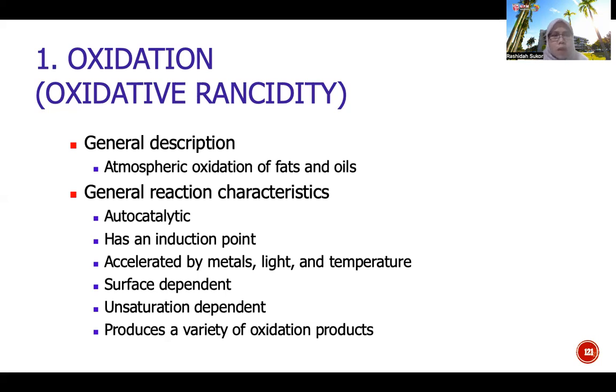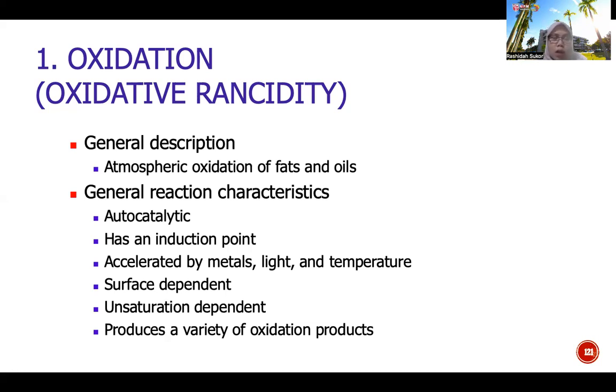So one of the main characteristics of this oxidation is that it is autocatalytic. Autocatalytic means it happens automatically. You don't have to induce any temperature, any time, any other parameters. It will happen as you go along. Okay, it has an induction point and it is accelerated by the addition of metal. Metal is one of the compounds that, if it exists in the particular food, will accelerate the reaction.